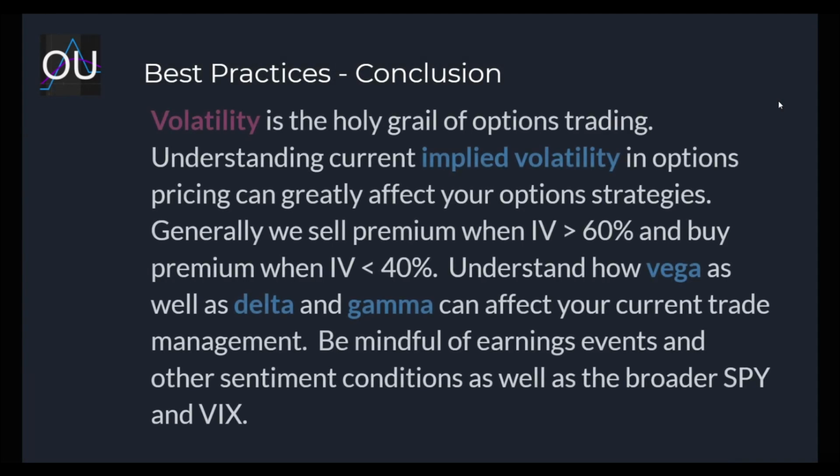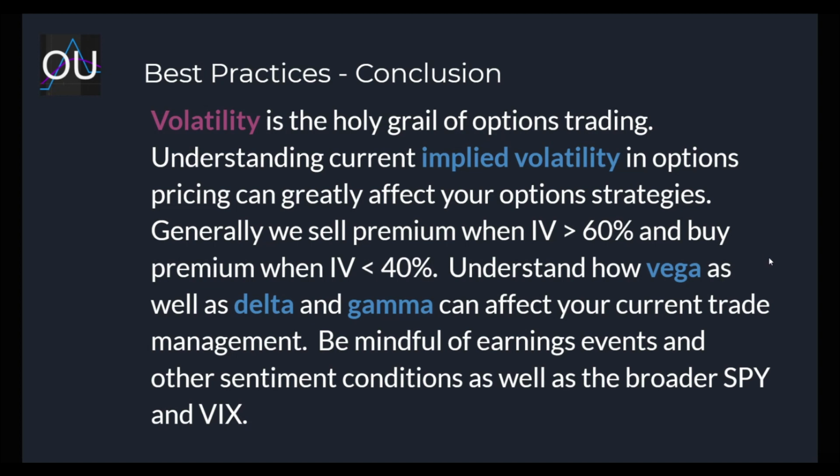So, in conclusion, volatility is the holy grail of options trading. Understanding the current implied volatility can greatly affect our option strategies. In general, we sell premium when the IV is greater than 60%, and we buy premium when the IV is less than 40%. When it's in the middle, we might take a neutral strategy. We might look to calendars, or we might look to butterflies or other strategies.